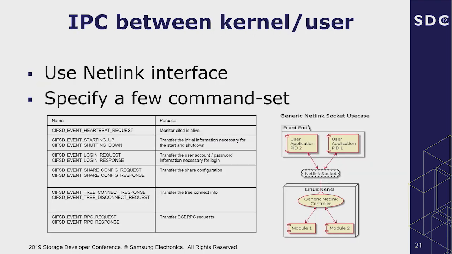How does CIFSD communicate between kernel and user space? CIFSD uses the NetLink interface. NetLink is used to transfer information between kernel and user space. It consists of a standard socket-based interface for user space processes and a kernel API for kernel modules. We specify the following command set to transfer data between the KCIFSD and UCIFSD threads.